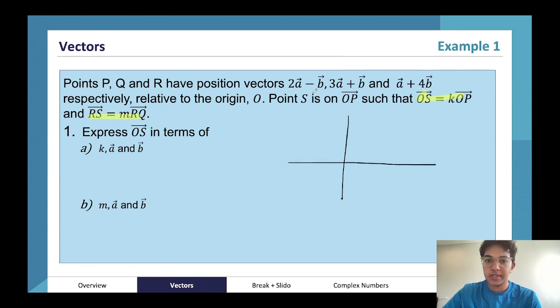Okay, so we have the vector P. I'm just going to say that's (1, 2, -1). So that's P. And then we have vector 3a plus b. That's probably going to be somewhere like here. So that's going to be Q. And we have R. That's something like a and then 4b. So here.